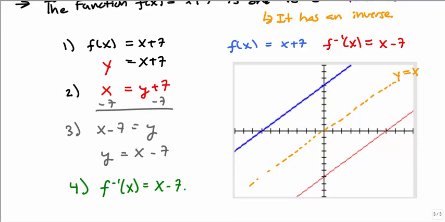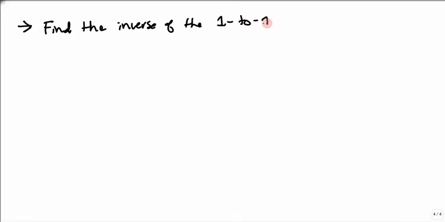Now the example we just did was a pretty straightforward one. Let's go ahead and throw in one that's a little bit more difficult, so when you run across it in the homework set, you'll have an example to follow. So find the inverse of the 1 to 1 function. And because we say 1 to 1, we know that it has an inverse, so we don't need to check.